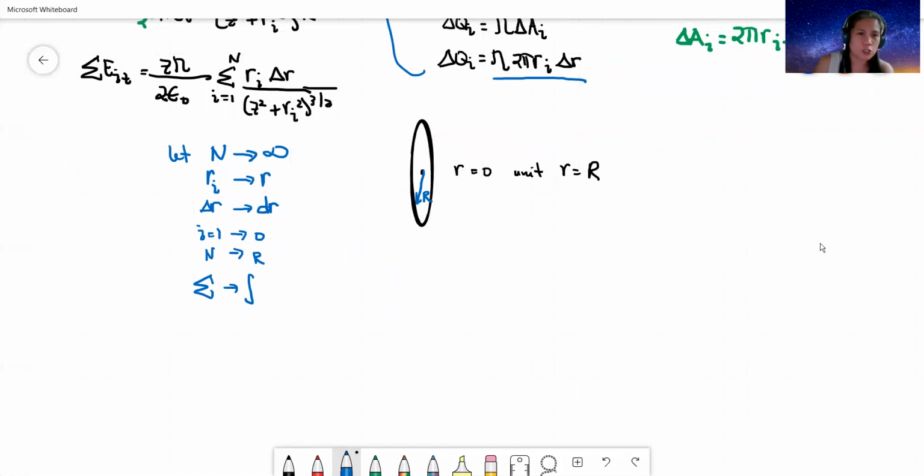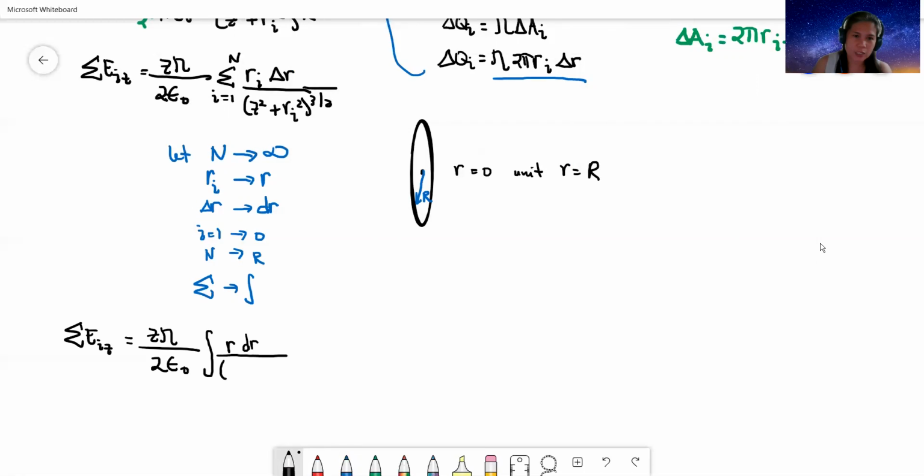that the summation, let's just say pa rin summation. So the summation, the unknown natin, the total of all the EIZ is equal to, nothing changes with the constant kasi nga they're constant. So we have 2 epsilon pi. And then the summation will become an integral sign. R sub I will be R. Delta R is dr. Ayan. So, klaro na na integrating variables na talaga ito.